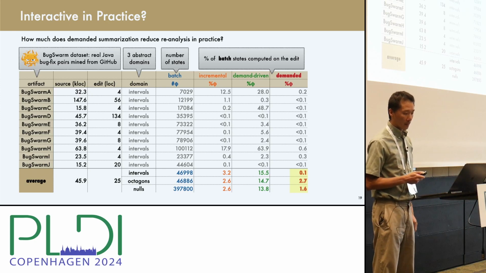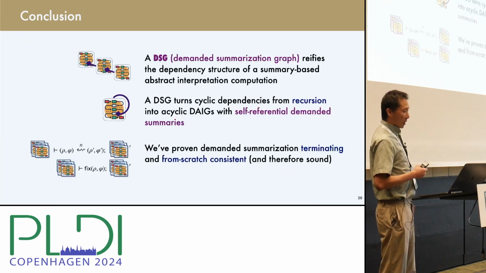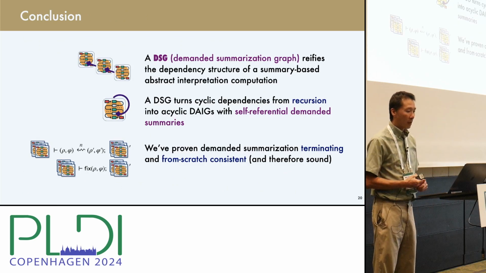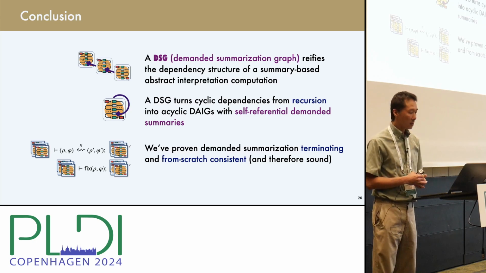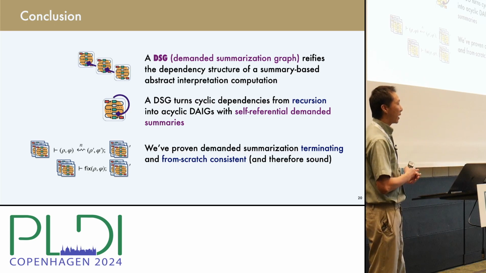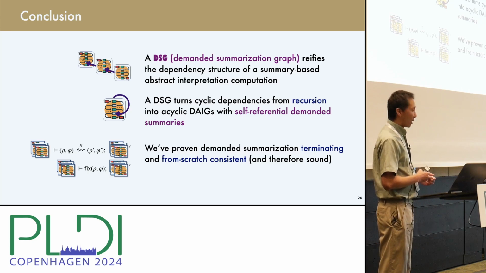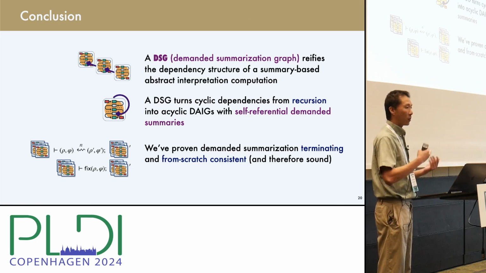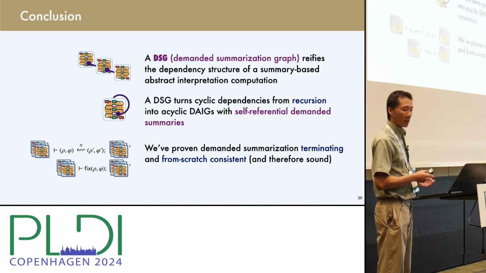Okay. All right, so timing right on. So in conclusion, a demanded summarization graph reifies the dependency structure of a summary-based abstract interpretation computation. A DSG turns cyclic dependencies from recursion into acyclic DEGs with self-referential demanded summaries. And we've done a careful formalization where we've proven demanded summarization terminating and from-scratch consistent, and therefore sound.